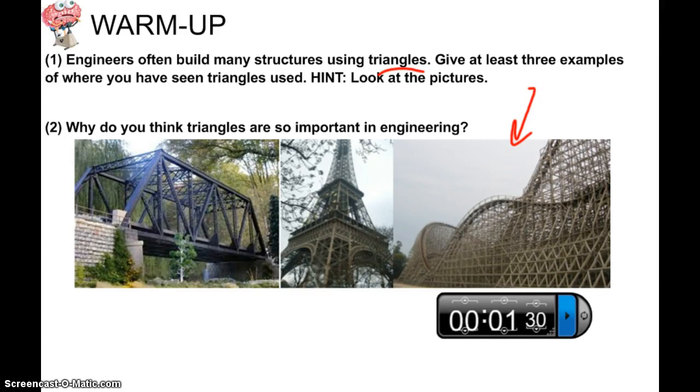Alright, so engineers often use triangles in things like bridges, the Eiffel Tower, roller coasters. They're even used in the desks in this classroom and in the steel beams you maybe see on the side of this room. And why are triangles so important in engineering? Well, it's because they are rigid, which means that if the 3 sides of a triangle are put together, and some sort of stress is put upon them, they won't move, even though the angles aren't fixed.